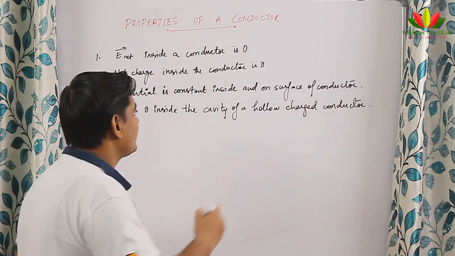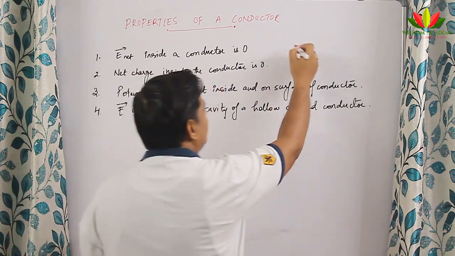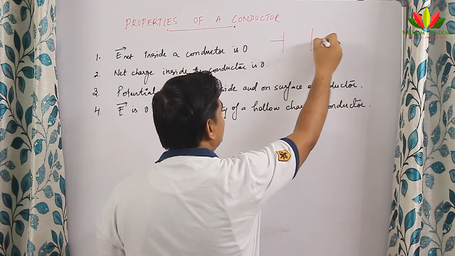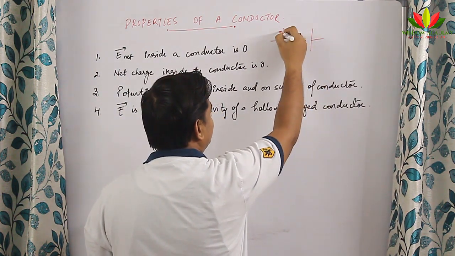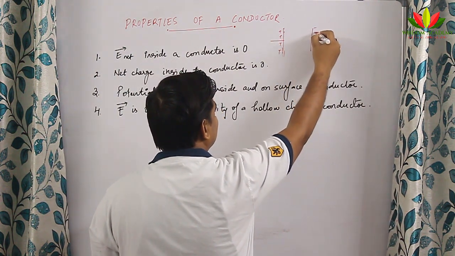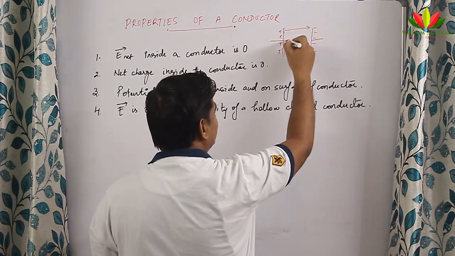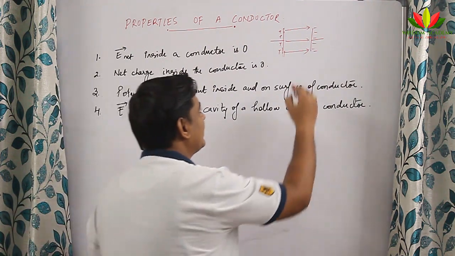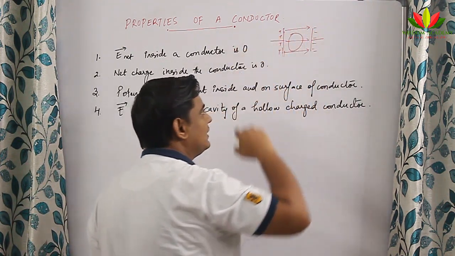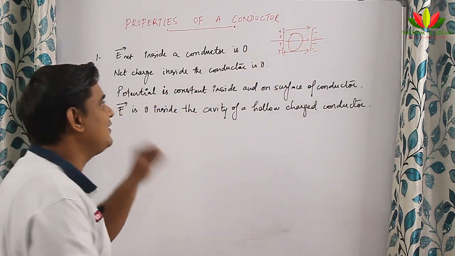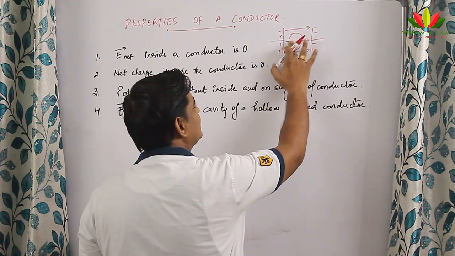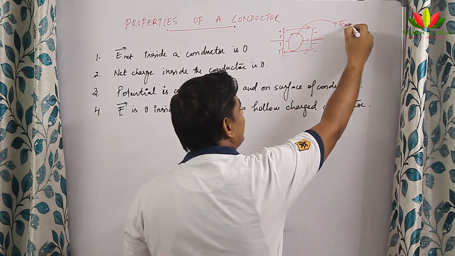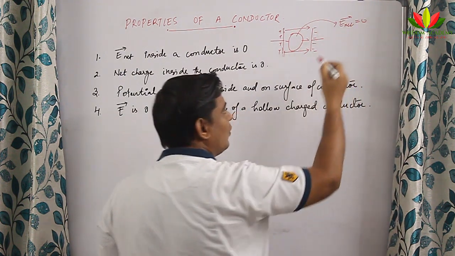What I mean to say is, you know how to produce an electric field? If you keep a positive plate and a negative plate, then you get an electric field. Suppose I keep them like this, then I get an electric field in some direction. So in this electric field, if I keep a conductor like this, they are saying that the net field inside the conductor is zero. When they find the electric field inside the conductor, they will find that this value is zero.